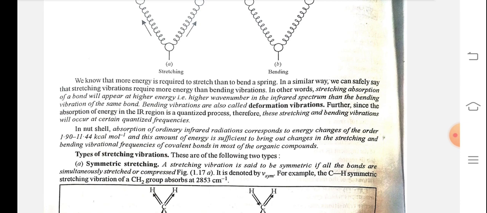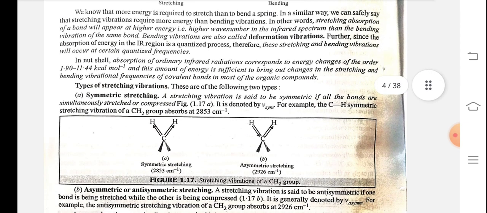Types of stretching vibrations. These are of the following two types. Symmetric stretching. A stretching vibration is said to be symmetric if all the bonds are simultaneously stretched or compressed. It is denoted by ν symmetric. For example, the symmetric stretching vibration of a CH2 group absorbs at 2853 cm inverse.